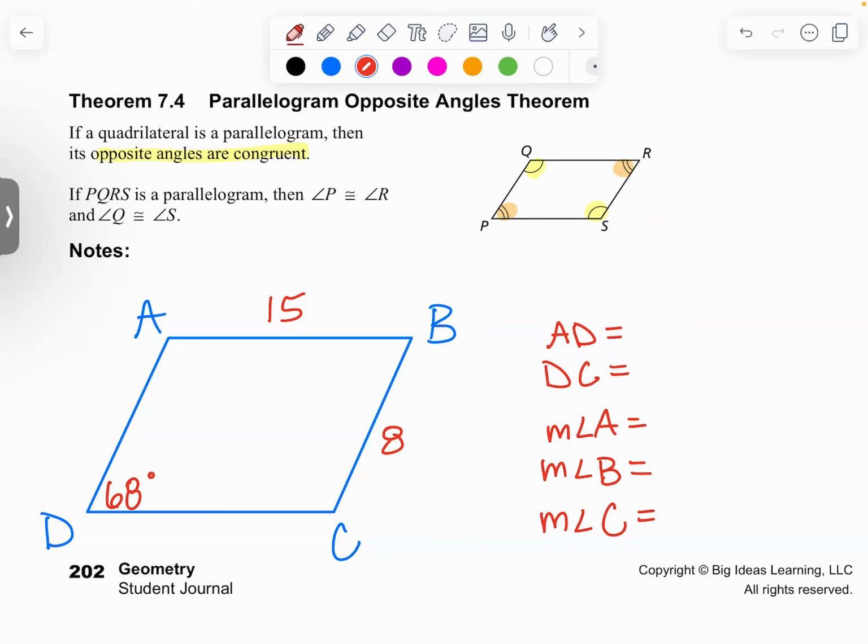I need you to draw this picture and figure out these 5 measures while I go change my joke of the week.